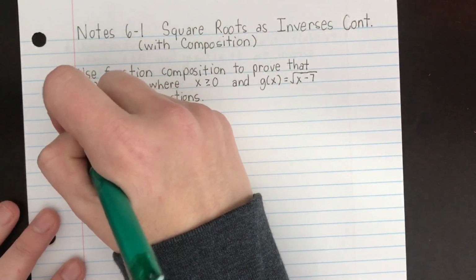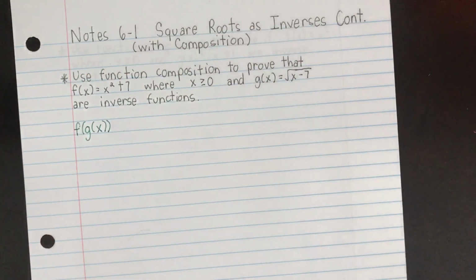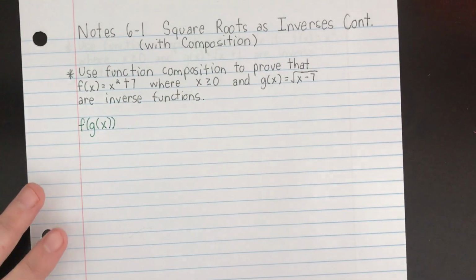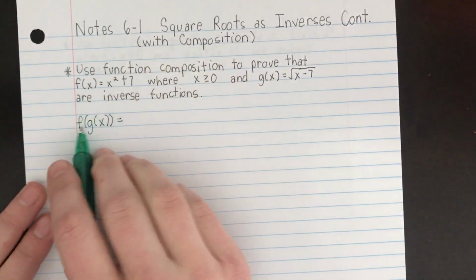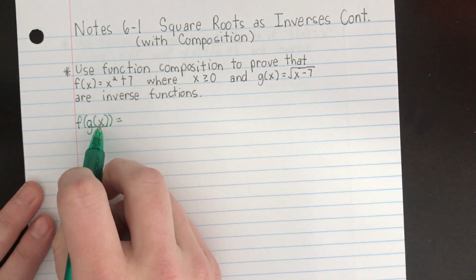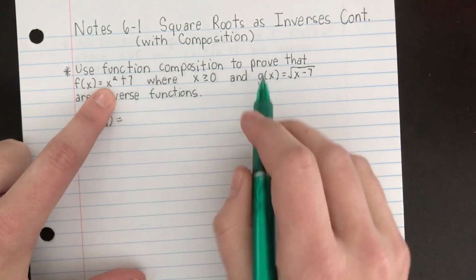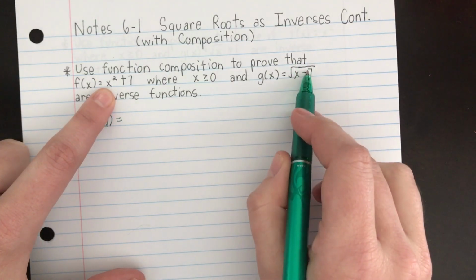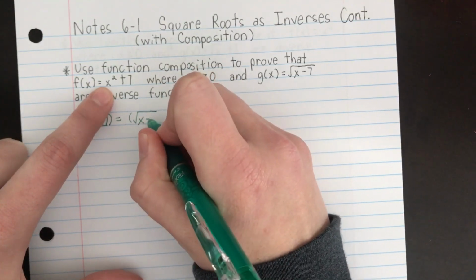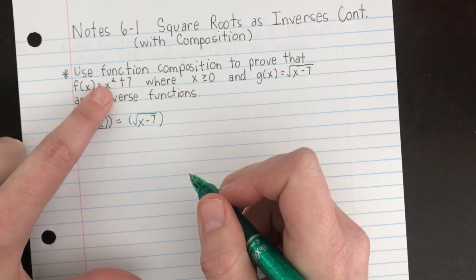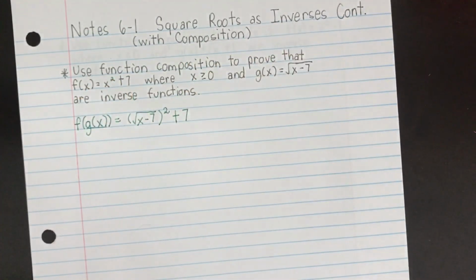Remember, with function composition, you have to find both f of g of x and g of f of x, and they both have to equal x in order to prove that the two functions are inverses. So let's start with f of g of x. Remember, this means that g of x is going inside f of x. So here's f of x. Where we see x, we're plugging in g of x. So the square root of x minus 7 is going in here for x. Then we're going to square it plus 7.